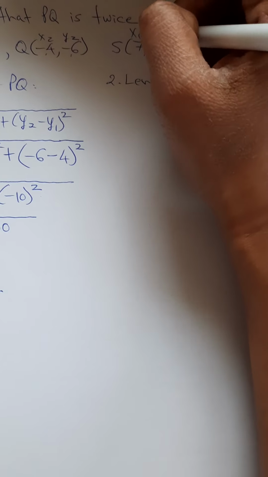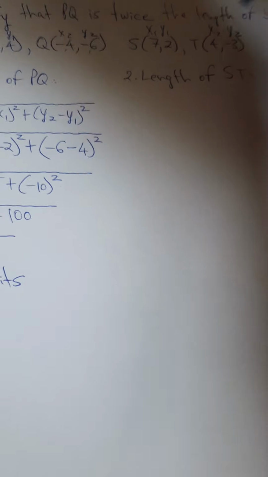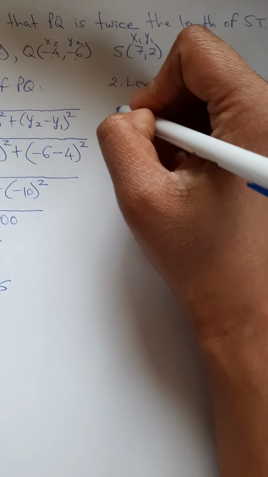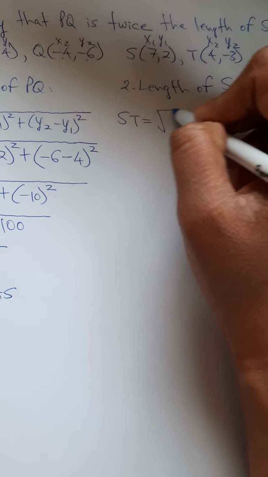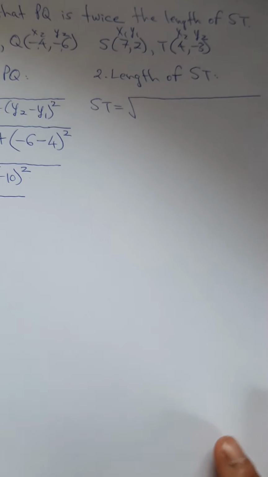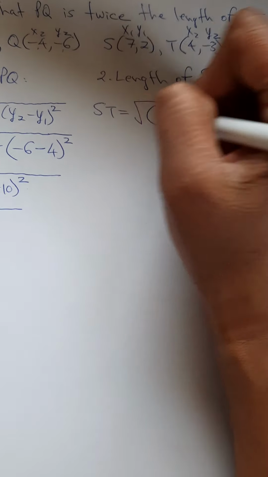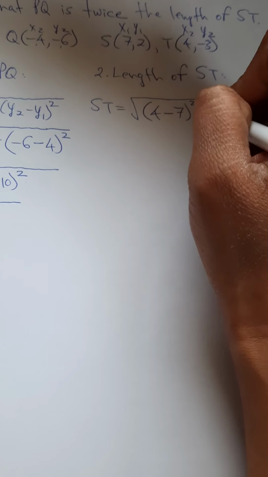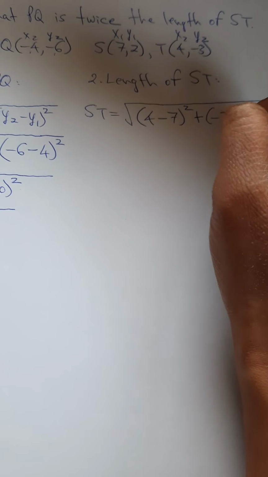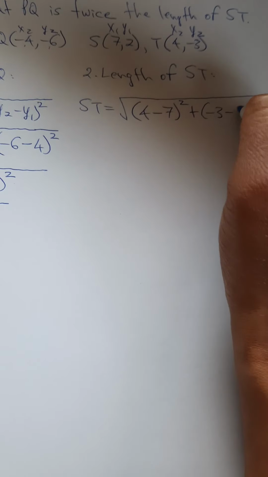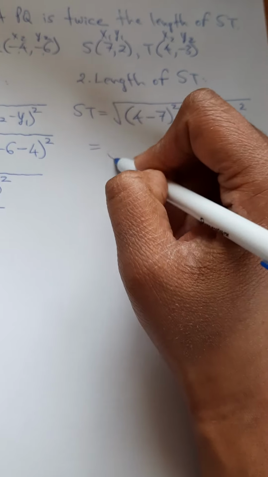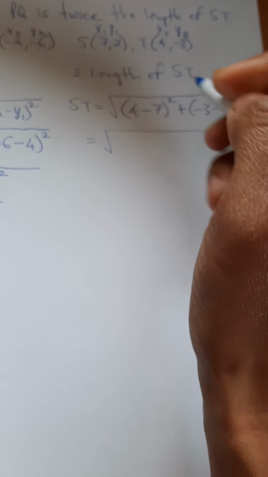Let's label it. So x1, y1, this is x2, y2. The reason we label it like this is this is point 1 and this is point 2. So I want to do the length here. So let's do square root, and we're going to do x2, which is 4, minus x1, which is 7. I'm going to square it, plus y2, which is negative 3, minus y1, which is 2. I'm going to square that, and we're going to take the square root here.